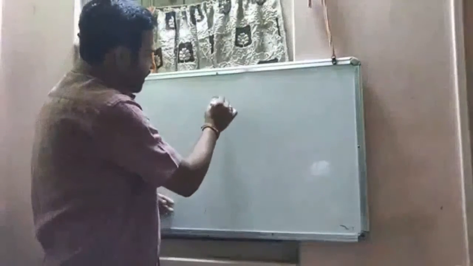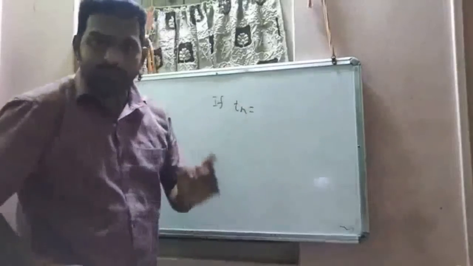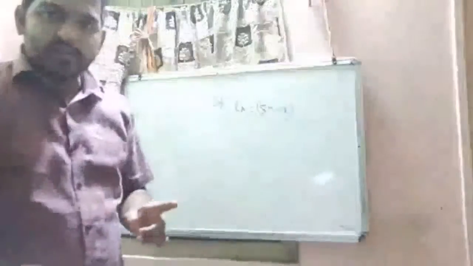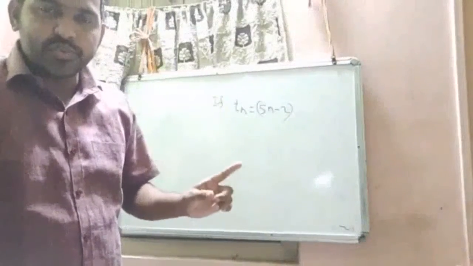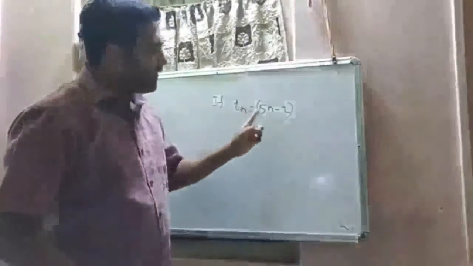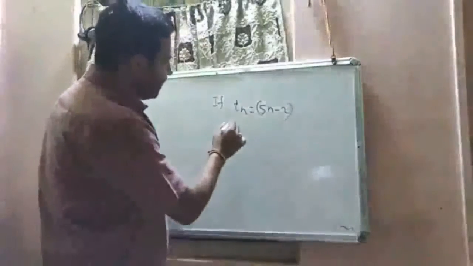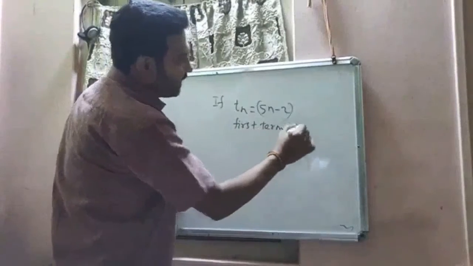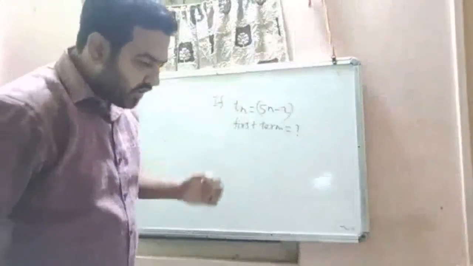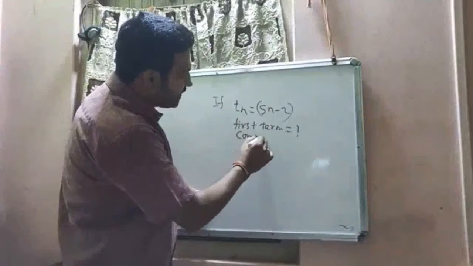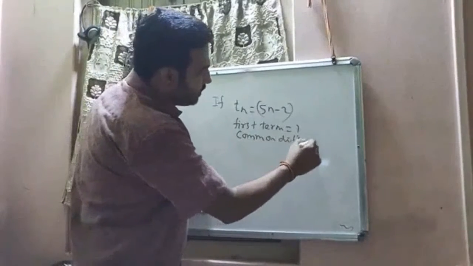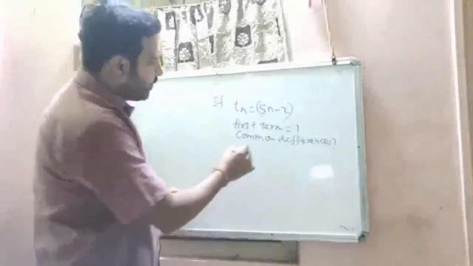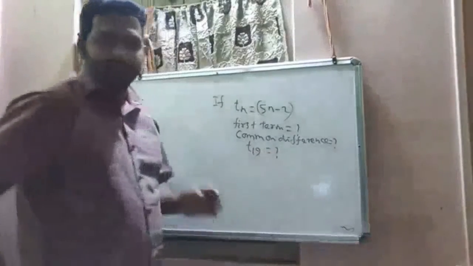If Tn, the nth term, has the form 5n minus 2, we have to find the first term, the common difference, and the 19th term. We have to get the first term as well as the common difference. These are the things to be calculated, as well as the 19th term.